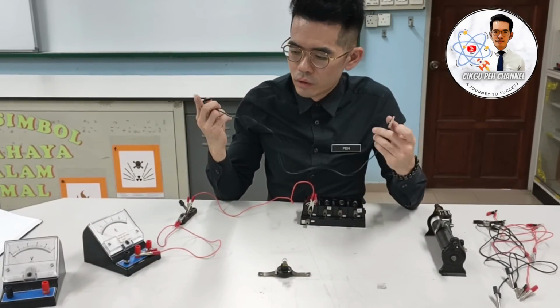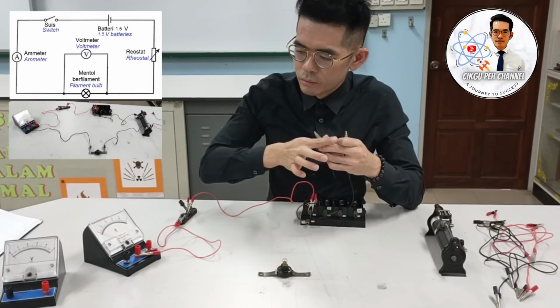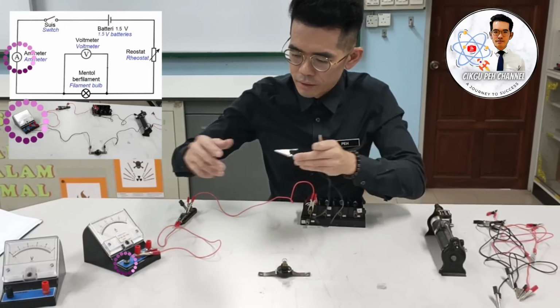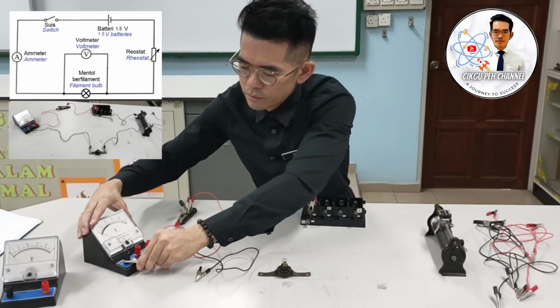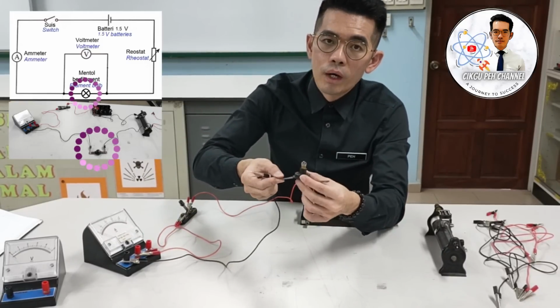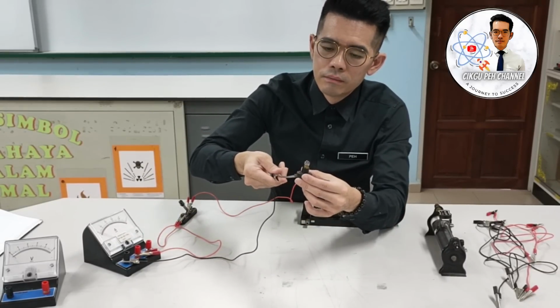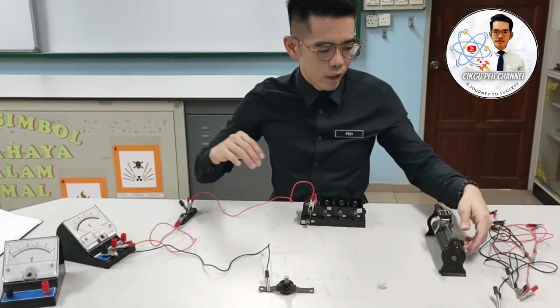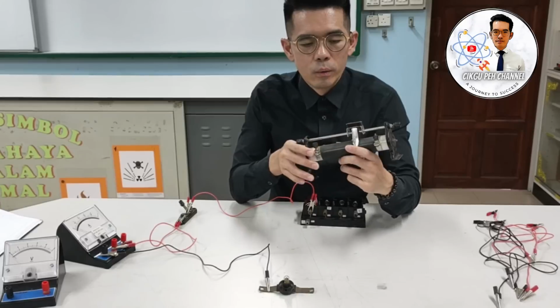Then next, we are going to connect the other button, which is the negative terminal, the black button in the ammeter, with a connecting wire. And the other end will be connected to one side of the bulb holder. Okay, so now we have to connect our rheostat.